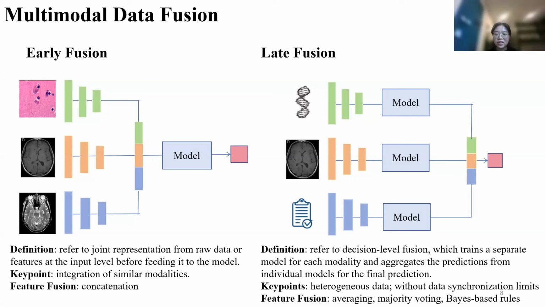For this kind of technique, the late fusion, we could deal with heterogeneous data, because you can see here, this is the genetic data, this is medical imaging, this is tabular data. We don't need to make sure that all of the data belongs to the same modality. And we don't have the data synchronization limits. So this is an advantage of late fusion.